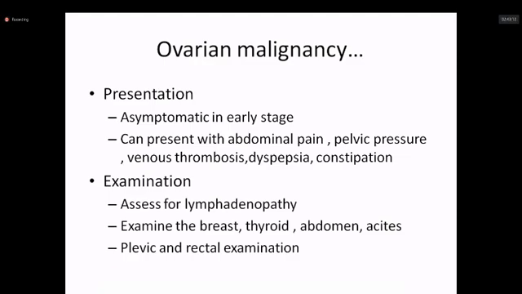Majority of them, because the ovary is a very, very friendly organ. It doesn't produce much symptoms. So in ovarian cancer also it produces fewer symptoms. They are asymptomatic in early presentation, and then they can present sometimes with abdominal pain, pelvic pressure, dyspepsia, constipation. I told you on examination, these are because breast, remember, breast and the ovaries are like first cousins.